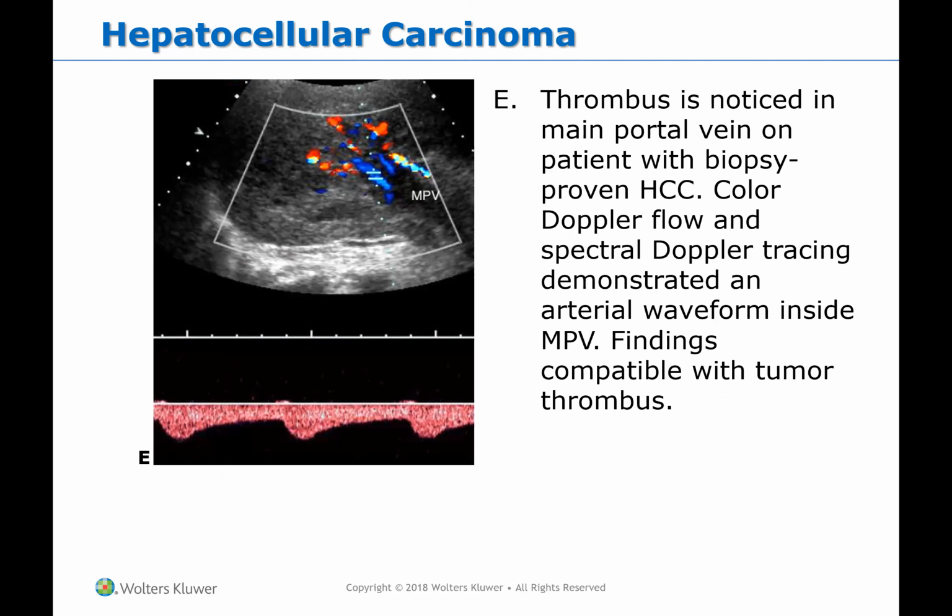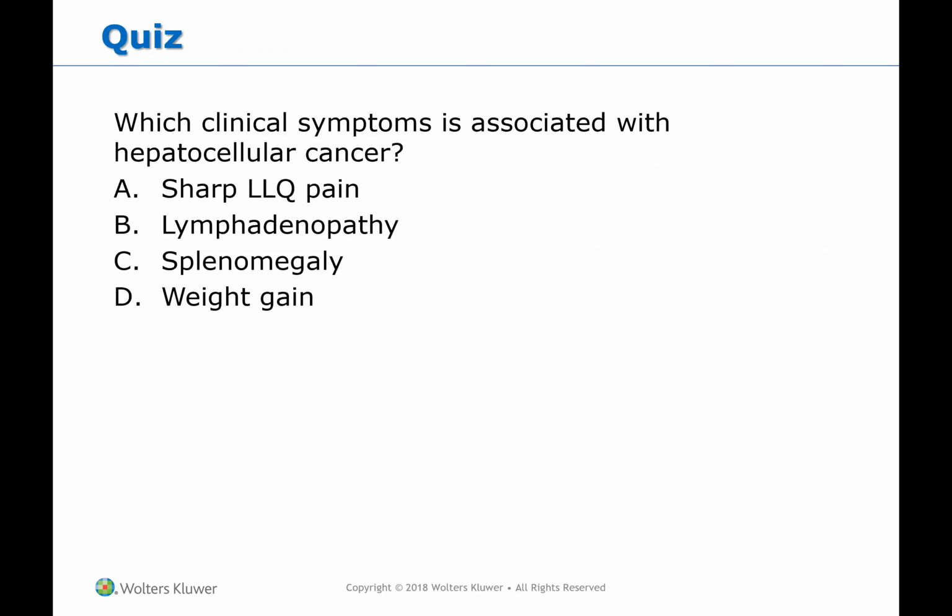Thrombus is noticed in the main portal vein on a patient with biopsy-proven HCC. Color Doppler flow and spectral Doppler tracing demonstrated an arterial waveform inside the MPV. Findings compatible with tumor thrombus.